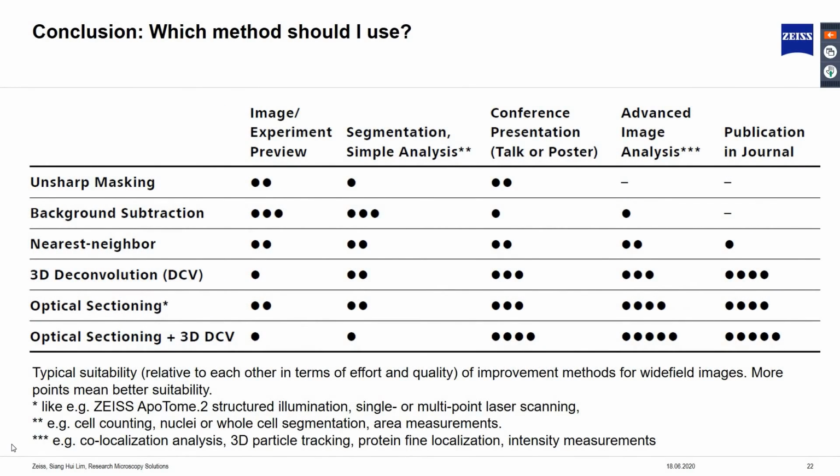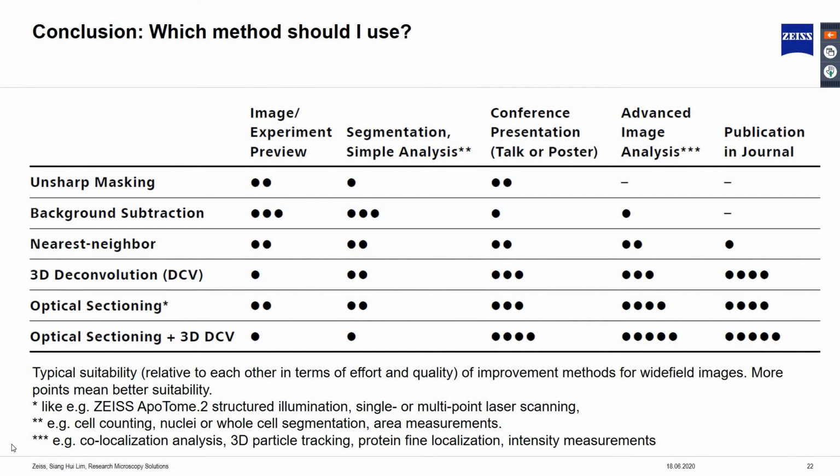In this webinar, we have discussed several methods on how to get better fluorescent images with your Widefield microscope. You might ask which method you should be using for your own research needs. This table summarizes the typical suitability of improvement methods for Widefield images relative to each other in terms of effort and quality. Unsharp masking and background subtraction do have drawbacks. For example, when large homogeneous structures or weak signals are present, they will erode these signals and result in loss of information, therefore making them non-quantitative.